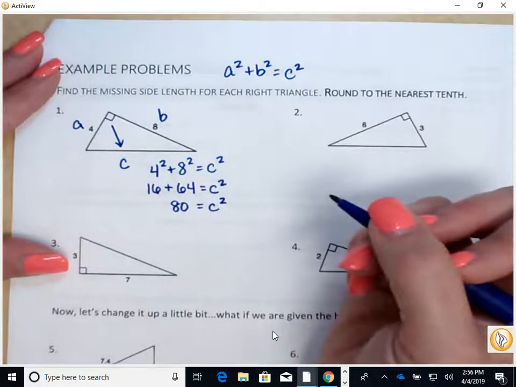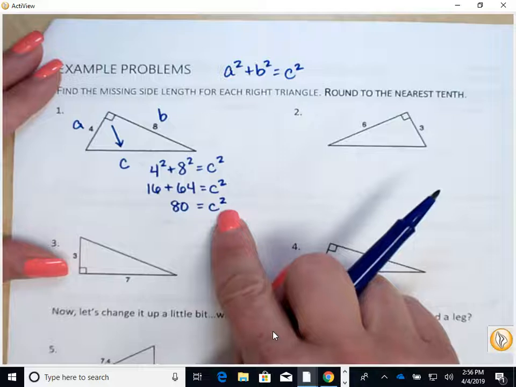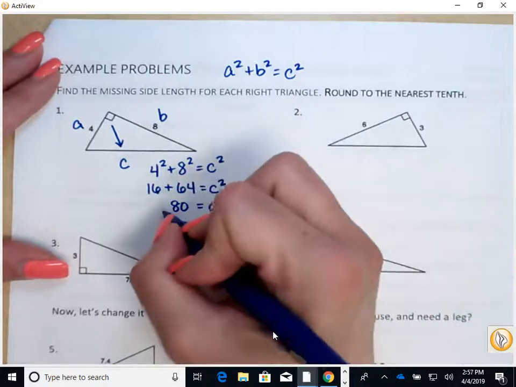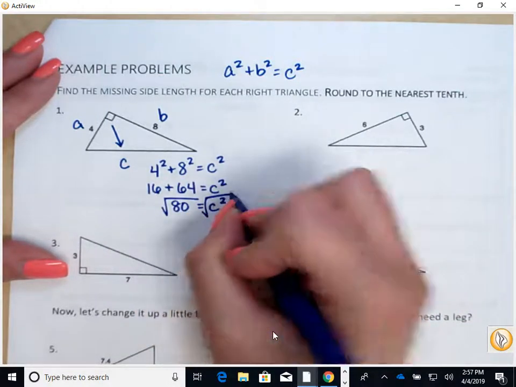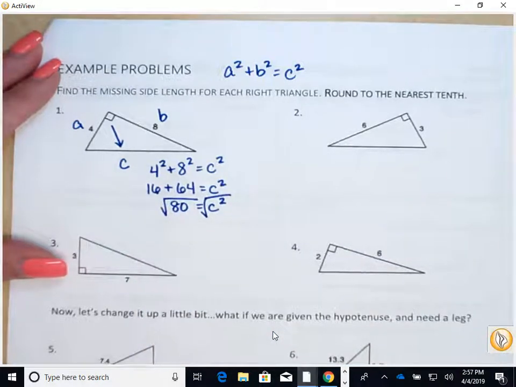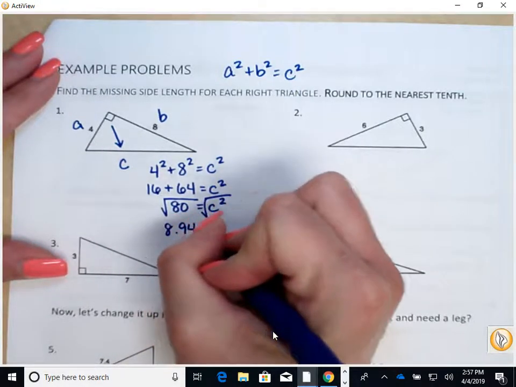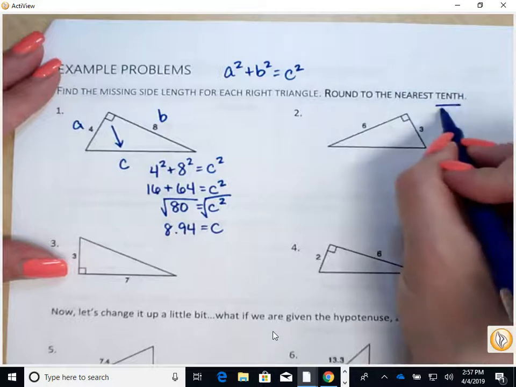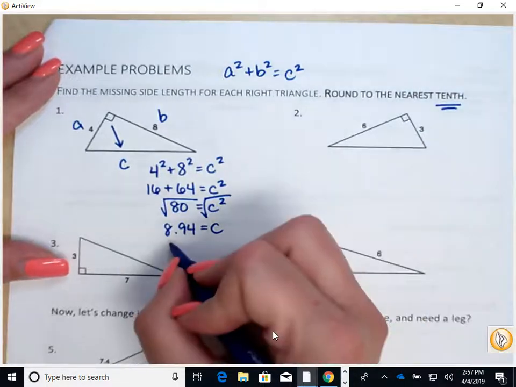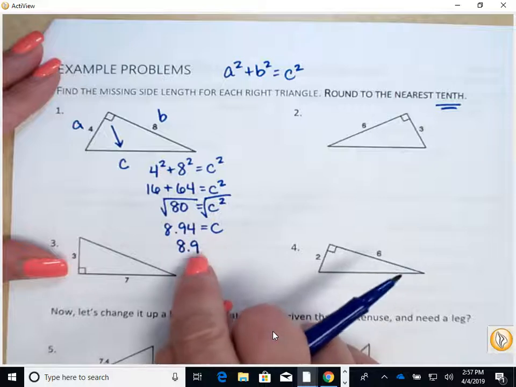And then we need to get C by itself. Since it has a square on it, to get rid of that square, you do the opposite of squaring, which is taking the square root. So in your calculator, you would find the square root of 80, and we get 8.94. Now they want us to round to the nearest tenth, so that's to 1 decimal place. So it'll be 8.9. Since that 4 is less than 5, the 9 just stays a 9.